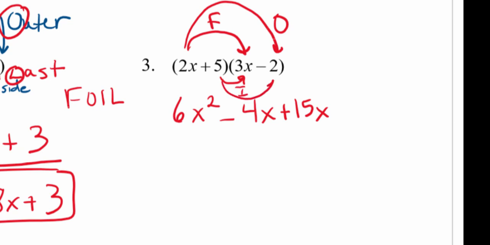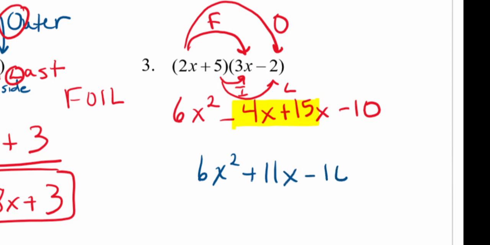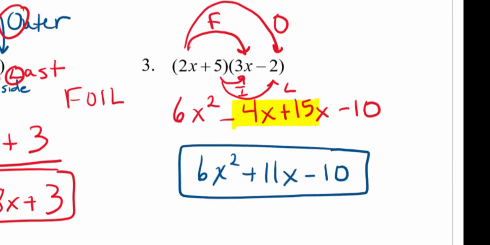And then last terms, now we get a negative 10, and we're going to combine like terms that are in the middle. Those two middle terms are alike, and so then we get 6x squared plus 11x minus 10, which is a quadratic trinomial. And just wanting to get you ready, when we go to graph quadratic functions, they're going to have a parabola as a graph, but just wanting to get you ready. Let's go to number 4.